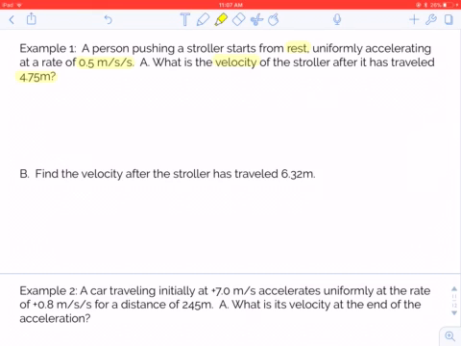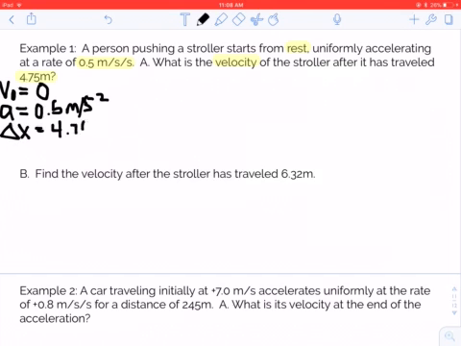Okay, so you can draw our nice diagram of person pushing a stroller, and we're going to label our givens. So our initial velocity, v sub naught, is 0. Okay, the stroller starts at rest. Then begins uniform acceleration. a equals a positive 0.5 meters per second squared. We're looking for the final velocity. We know that the displacement, delta x, is 4.75 meters.